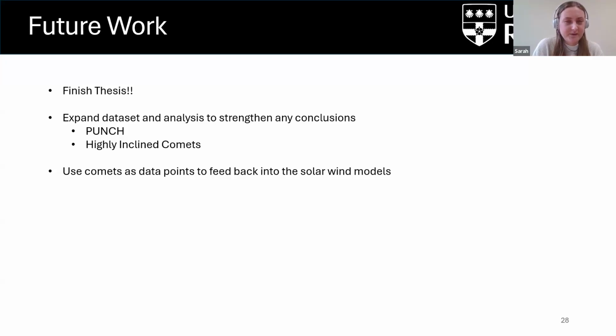And finally, which I think is probably a bit further in the future, is that we could actually use these comets as their own in-situ measurements. So we're not relying as much on spacecraft. And we can use the data that we're getting from observing these comets from a distance to update our solar wind models and expand the region where we can use data assimilation to higher latitudes and not just within the ecliptic plane.